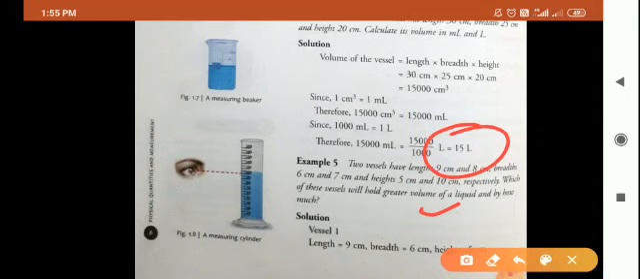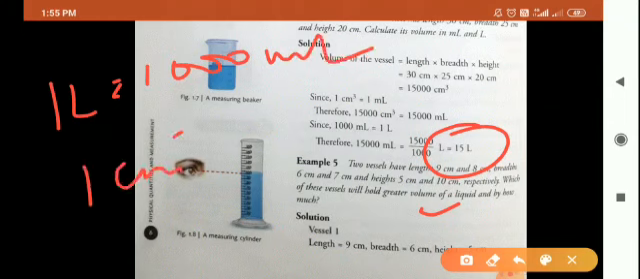So you must remember these relations, that 1 liter is equals to 1000 ml, and 1 cubic centimeter is equals to 1 ml. I hope, children, I am clear to you.